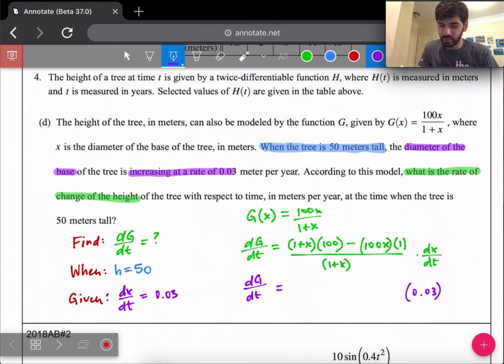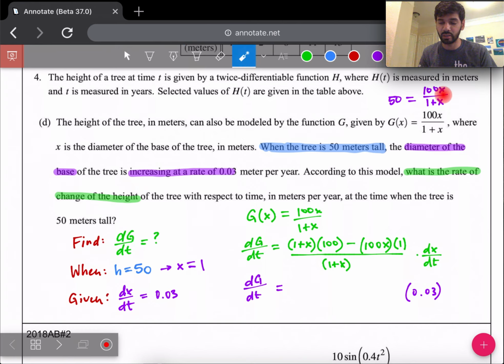So what I need to do is figure out if 50 is equal to 100x over 1 plus x right here. I'm replacing g of x with 50 because I'm looking at the moment when the height is 50. If I solve this out, x should be equal to 1. So I'm going to put a little more indication here on the "when" part: H is 50 means that x is equal to 1.